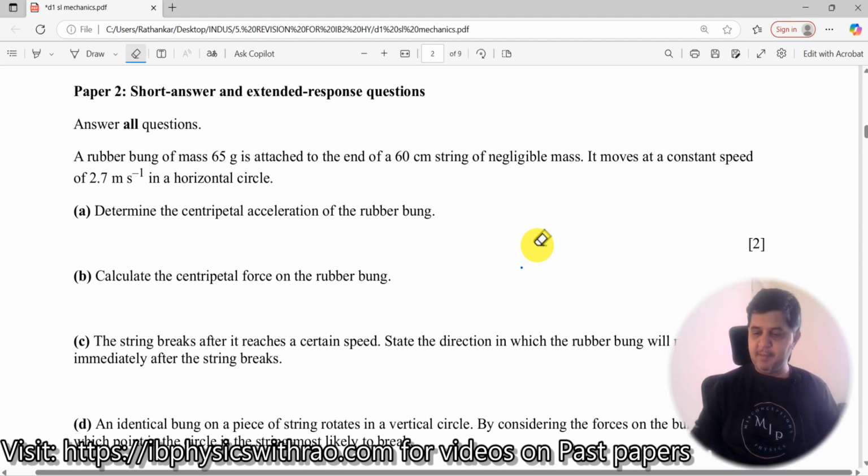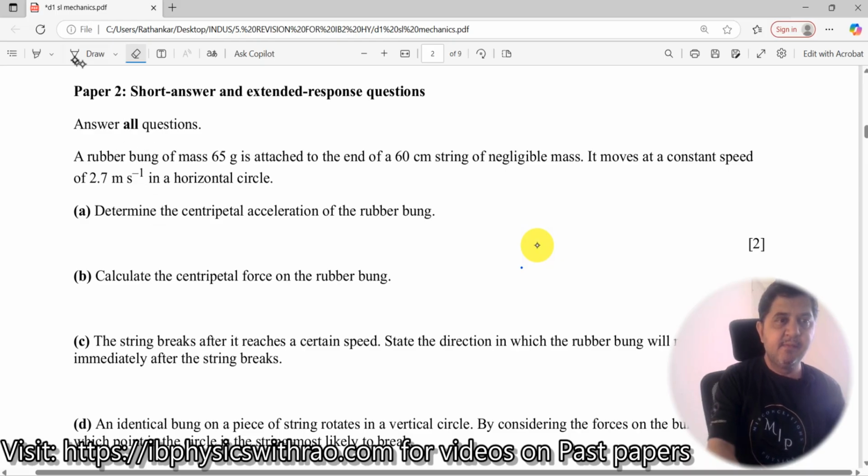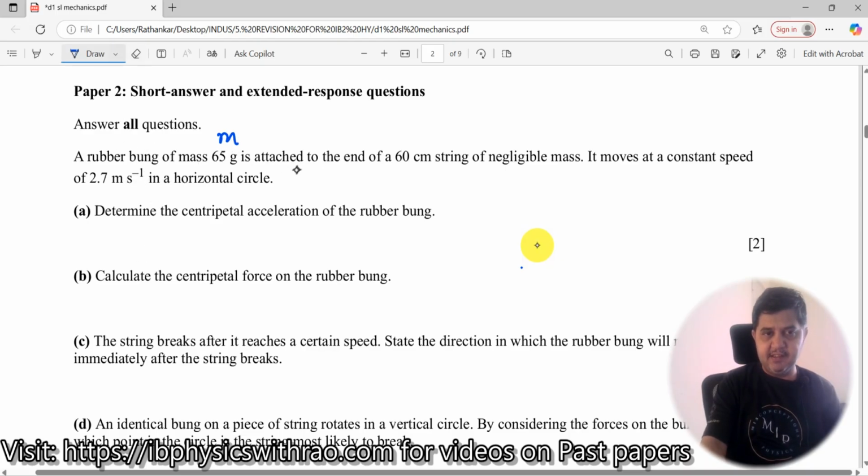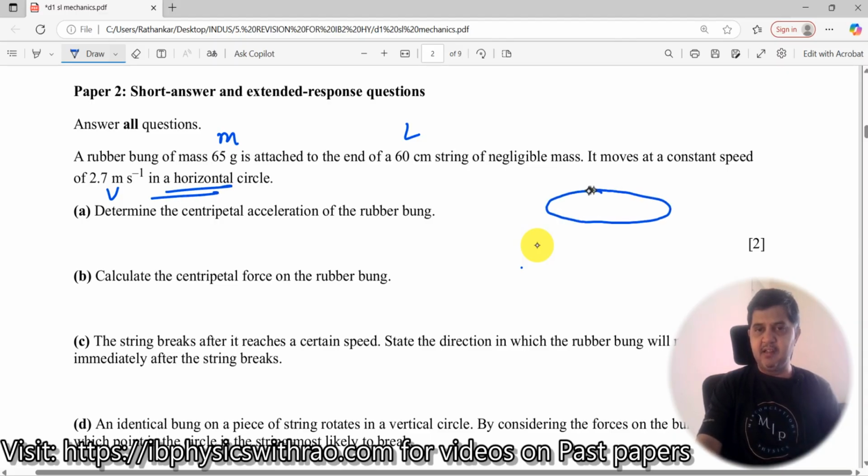Okay, so question number 2, this is an unusual question. A rubber bung of mass 65 grams is attached to the end of a 60 centimeter string of negligible mass. L is given, and it moves at a constant speed of 2.7 meters per second in a horizontal circle, which means what? It is moving like this over here.